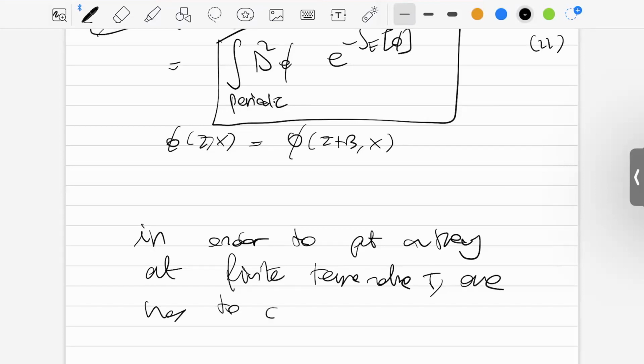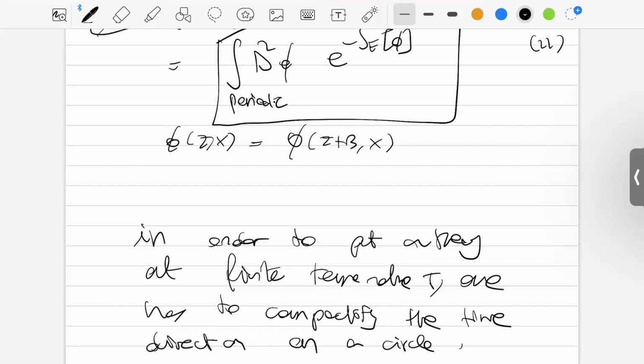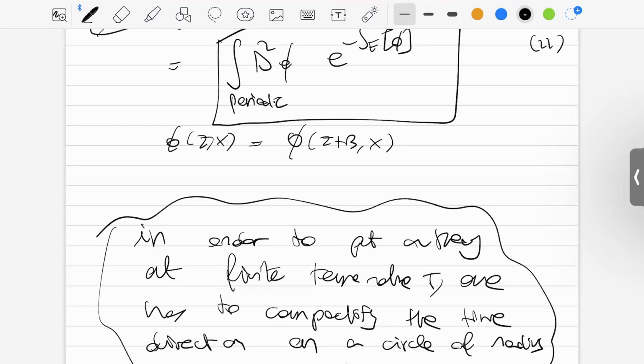One has to compactify time, so the time direction, on a circle of radius beta, where beta is 1 divided by T. And on the other hand, you can say that if you have a system where time is periodic, then the system has a finite temperature. So you can go in both directions.